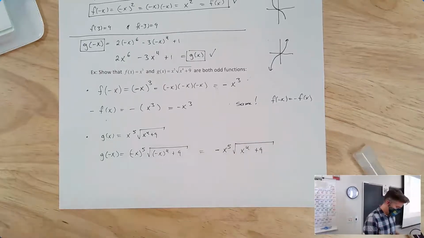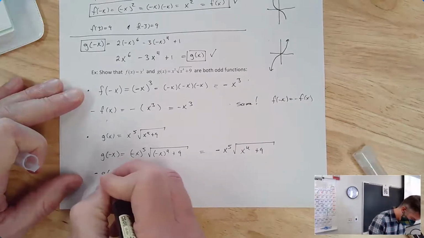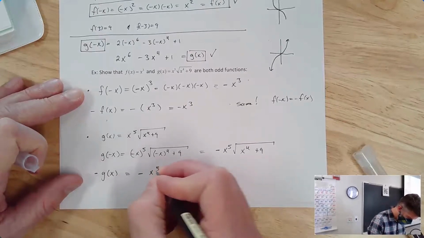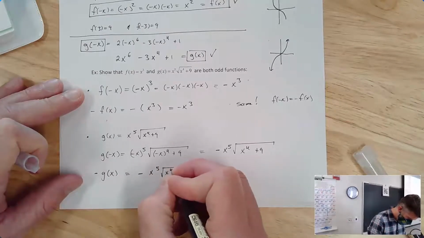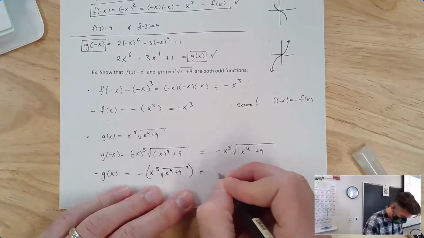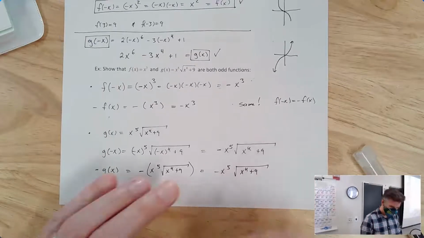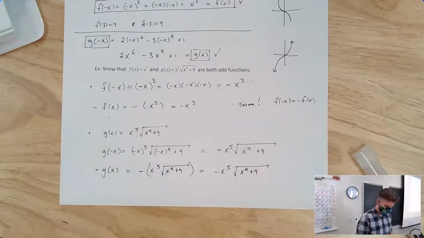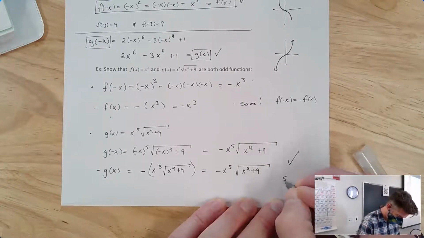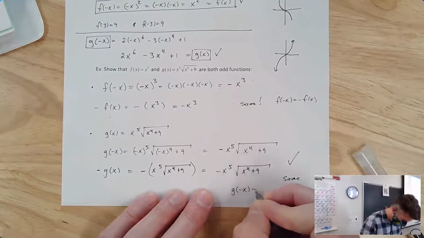And then if I look at negative g of x, that's just a negative slapped in front of the whole function. Which, oh yeah, that's the same. So yeah, check. They're the same. So we have shown that g of negative x equals negative g of x.